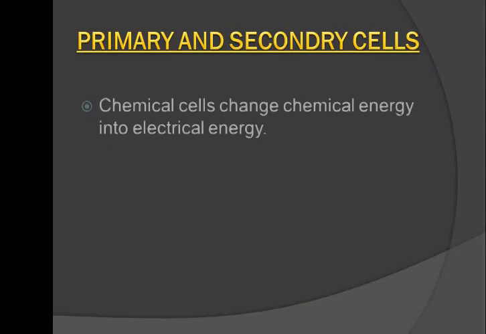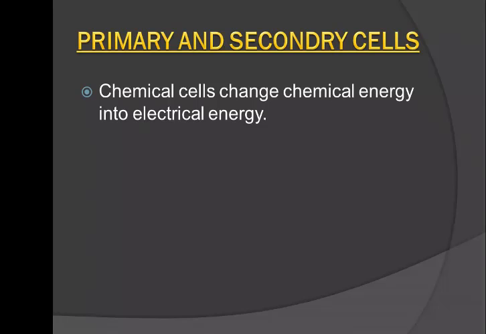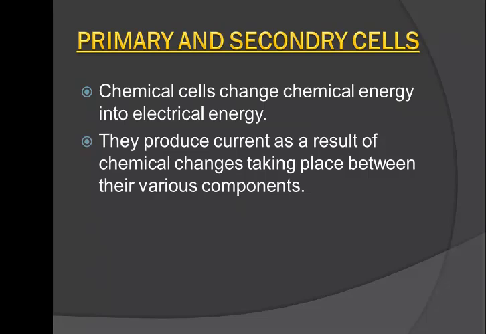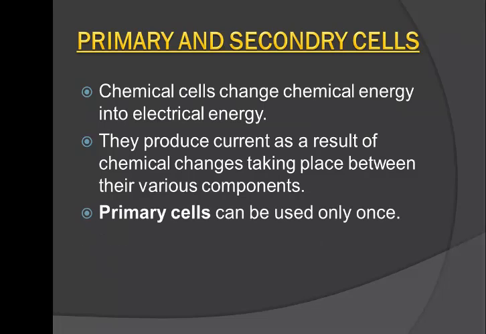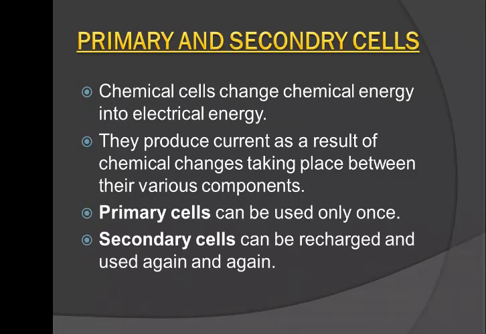Now, cells are chemical devices where current is produced as a result of various chemical changes happening inside the cell body. So chemical energy is converted into electrical energy in a cell. There are two types of cells. There is a primary cell, which can be used only one time, like the cell in a watch or clock, or in remote controls. The cells that can be recharged and used again and again are called secondary cells, like the ones in car batteries.